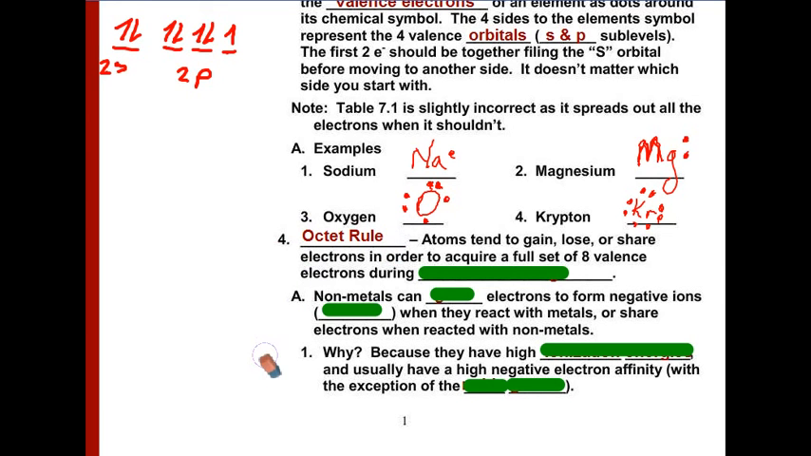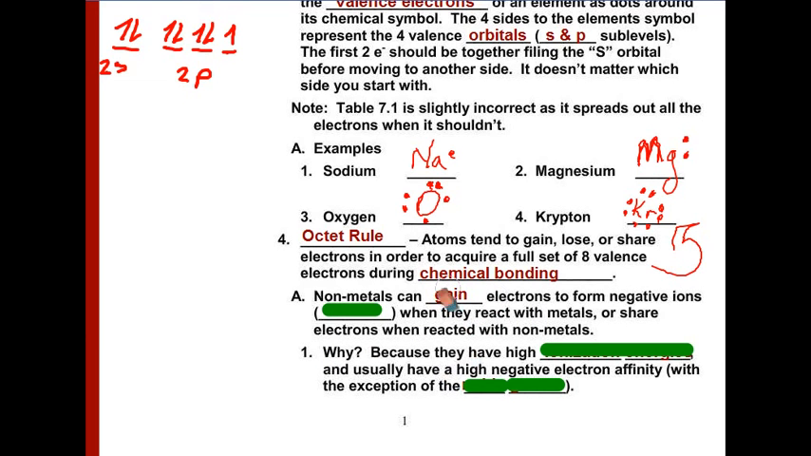Now, what krypton obeys is called the octet rule. Atoms tend to gain, lose, or share electrons in order to acquire a full set of valence electrons during ionization or during chemical bonding. Mind you, if they have a full set of valence electrons, they begin to look like that guy, which is a noble gas, and so they achieve a noble gas style configuration.